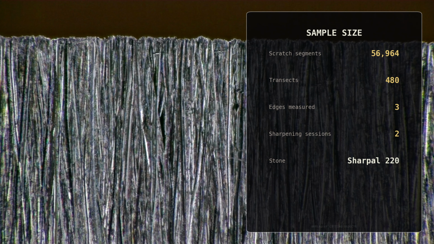But I didn't want to just eyeball this. I wanted to remove subjectivity. I wanted to measure it. So I ran a statistical analysis across all three edge images. In total, we measured 56,964 individual scratch segments across 480 horizontal transects. Three edges from the same knife, so two sides from one sharpening, plus a separate session.